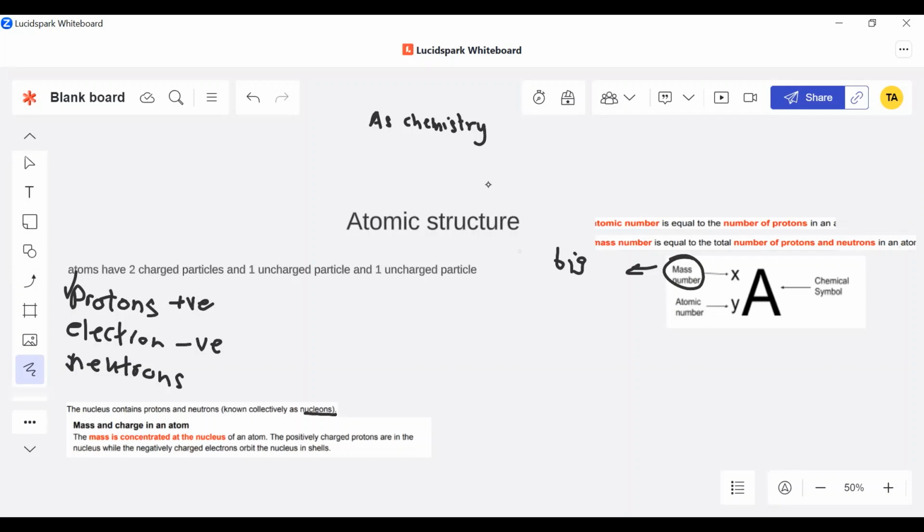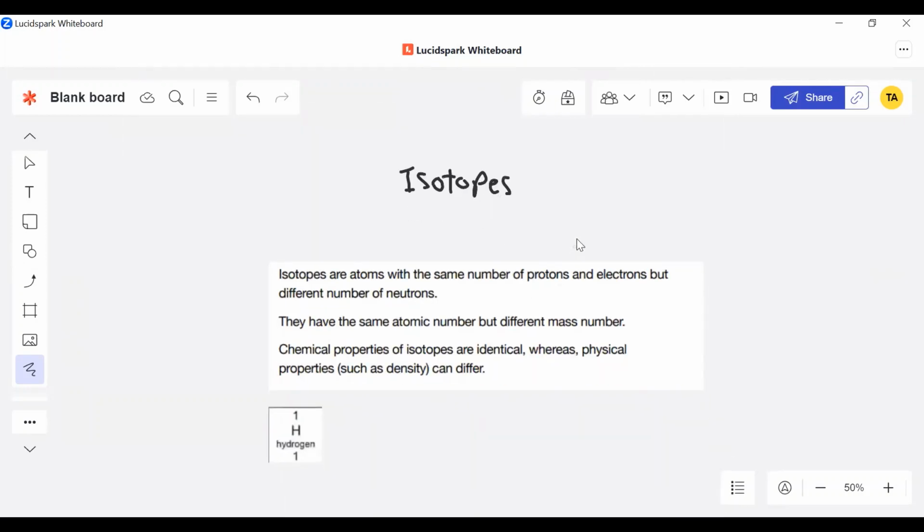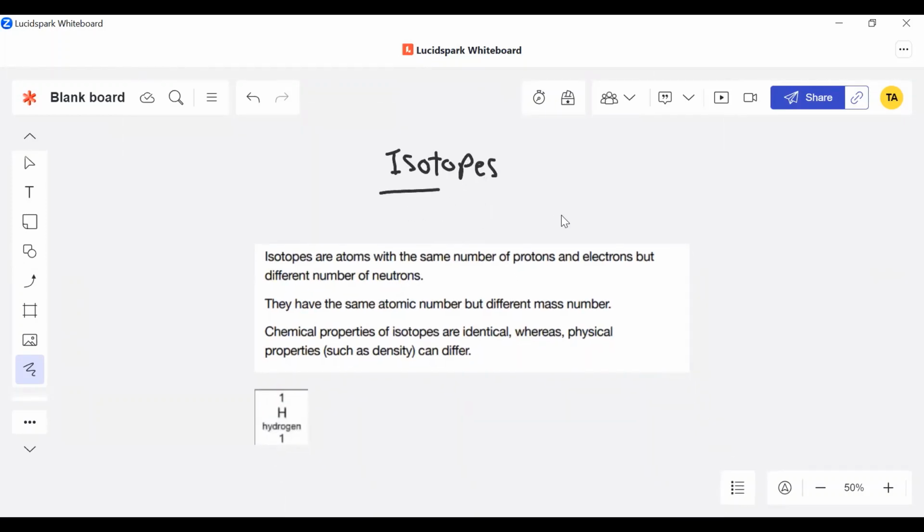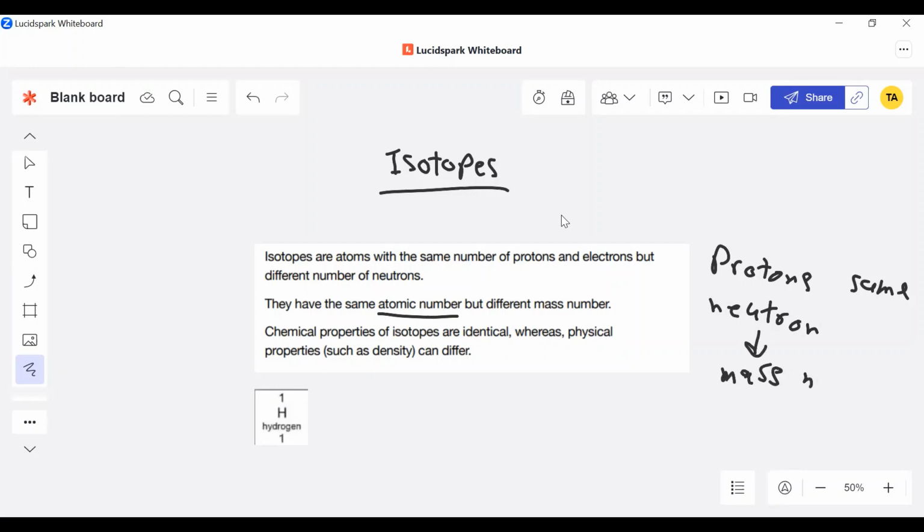So now that we are done with this, let's move on to isotopes. So isotopes are atoms with the same number of protons and electrons, but different number of neutrons. They have the same atomic number, but different mass number. So the number of protons remains the same, but what changes is the neutron number. So because the neutron number changes, this will affect the mass number. So the mass number will change because the neutron number changes.